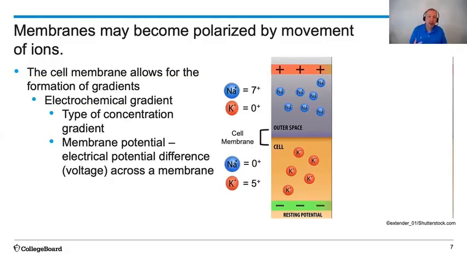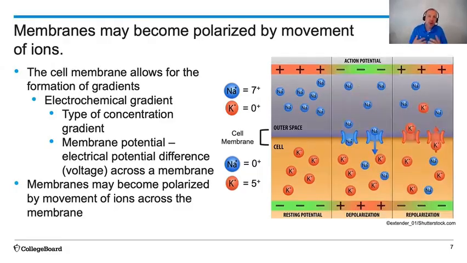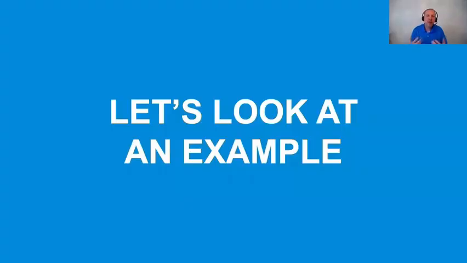One type of gradient is an electrochemical gradient, which relies on membrane potential, which is an electrical potential difference across a membrane. Membranes may become polarized by the movement of ions across the membrane. As shown in the illustration, the sodium channels open up, sodium diffuses across, and the potassium flows the other way due to the membrane potential and concentration gradient established across the membrane. So let's look at an example.